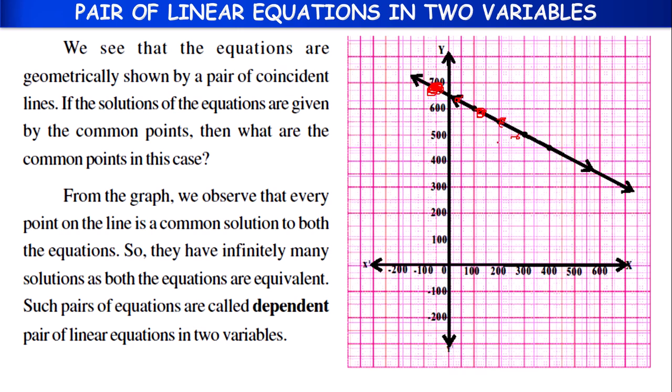So here there can be infinitely many solutions, and both the equations are equivalent. The nature of the equations is a dependent pair of linear equations. These are called a dependent pair of linear equations.